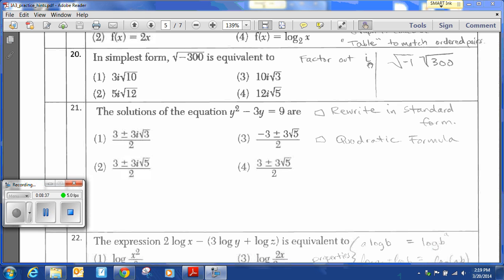Number 20, you want to factor out i. So as you can see, radical negative 300 is just radical negative 1 times radical 300.